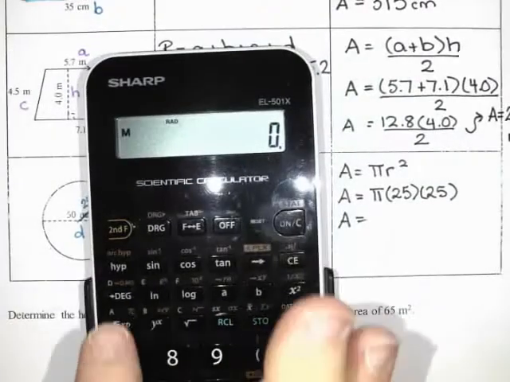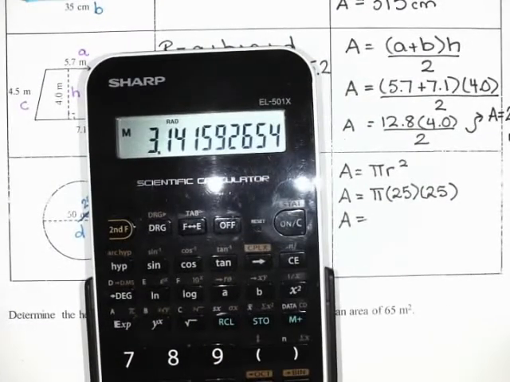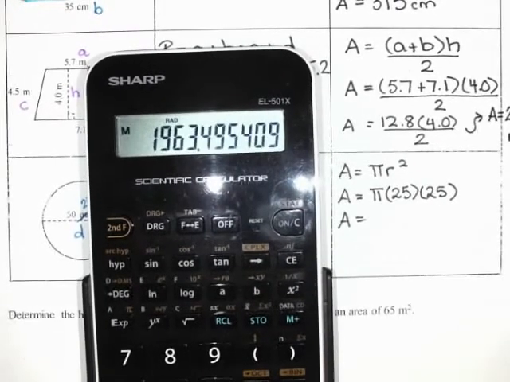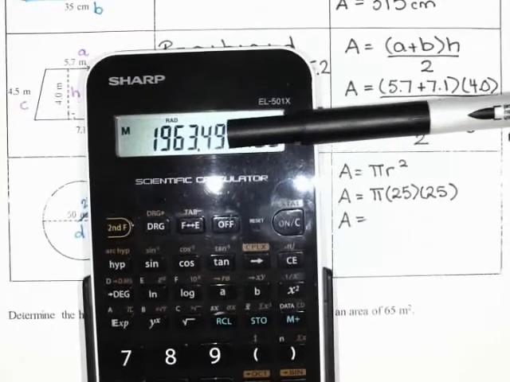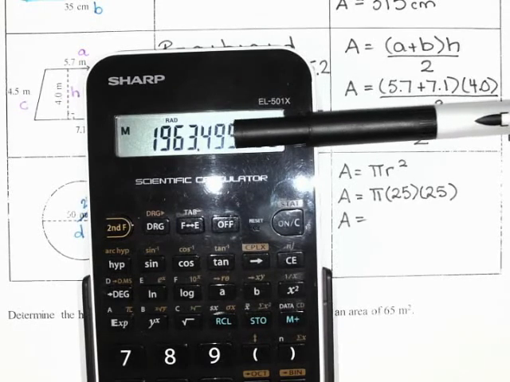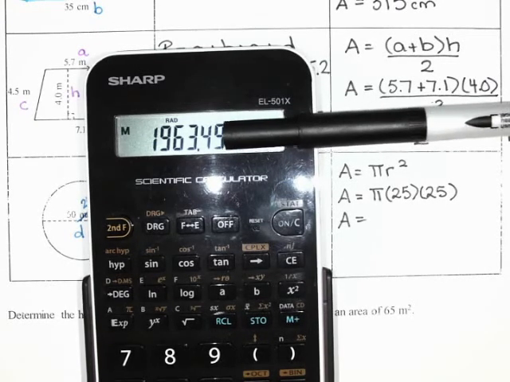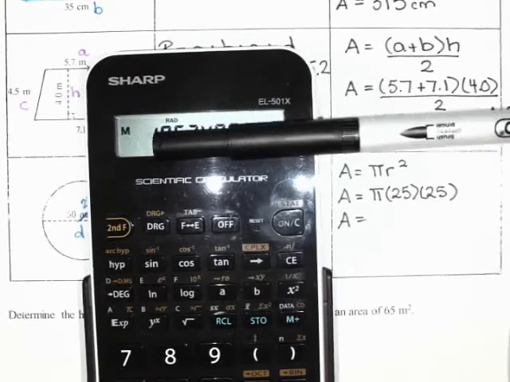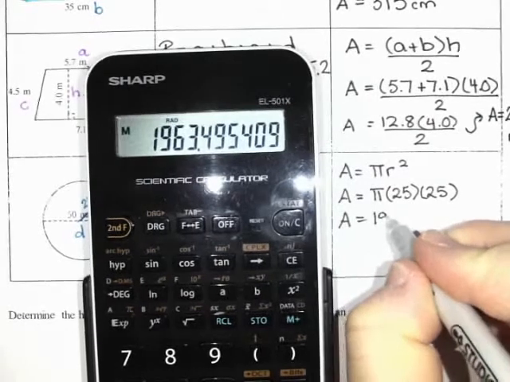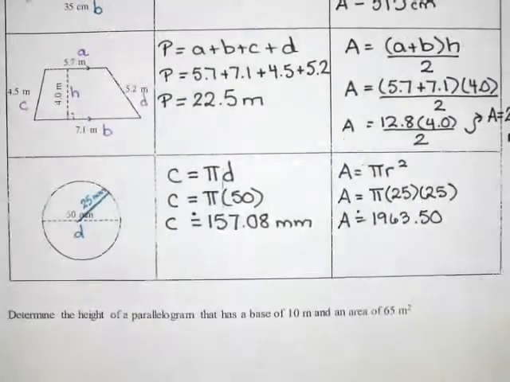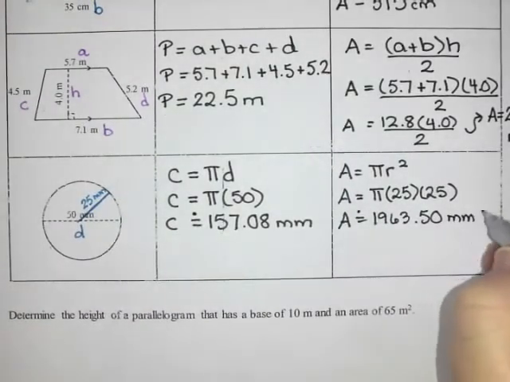So pi, I'm going to use my pi button. If you don't have one, 3.14159. And then times 25 times 25. I need to do that twice. So we got a decimal again. So I have 1,963.49. But I look at the next number and it's a 5. So if that number is a 5, 6, 7, 8, or 9, I round it up. So rounding up that 9 is going to push that up to a 10, which pushes that 4 up to a 5. So this is going to be 1,963.50 approximately. And that is millimeters squared.